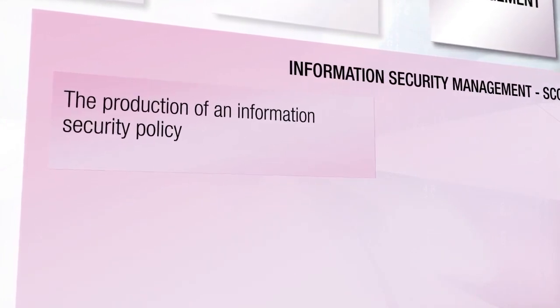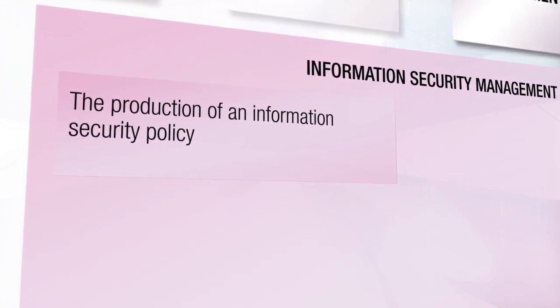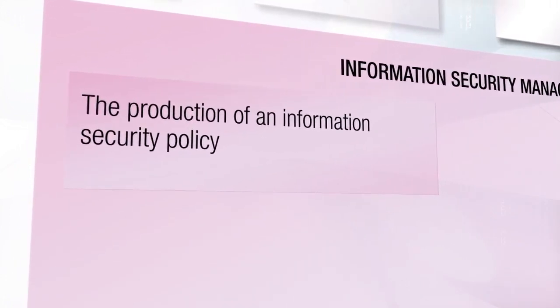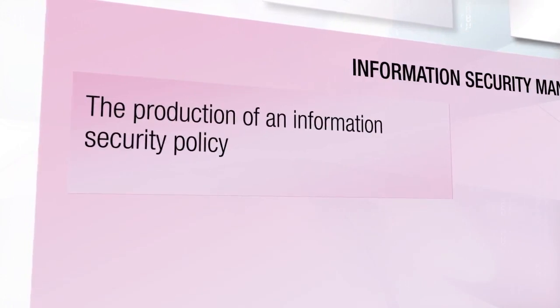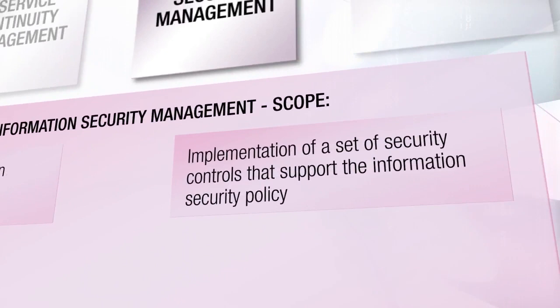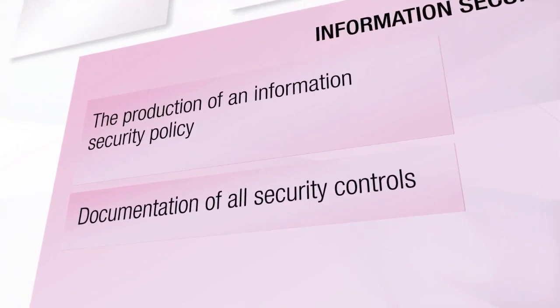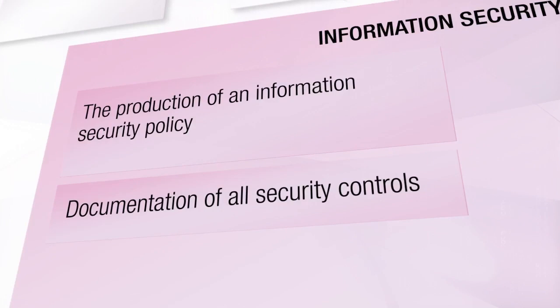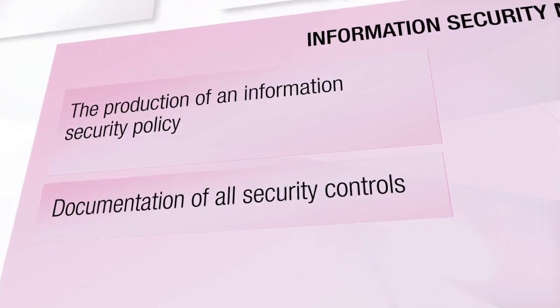This can only be achieved by thoroughly understanding the agreed current and future security requirements of the business and the existing business security policy and plans. The process should also implement a set of security controls that support the information security policy and manage risks associated with access to services, information, and systems. These controls should be documented together with the operation and maintenance of the controls and their associated risks.